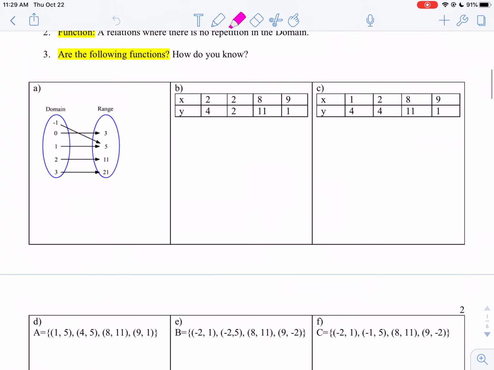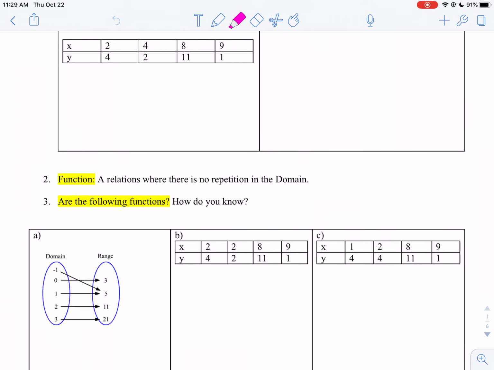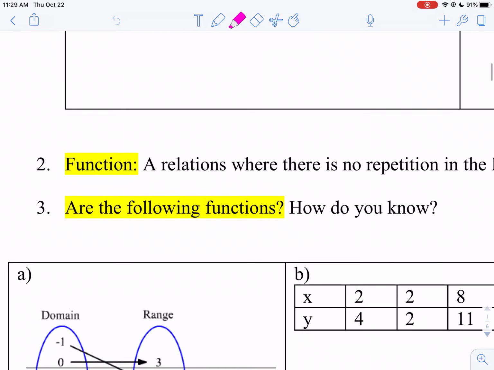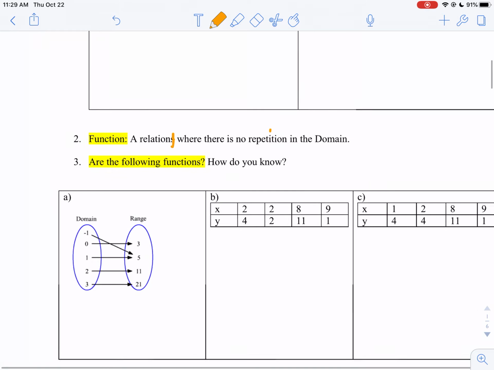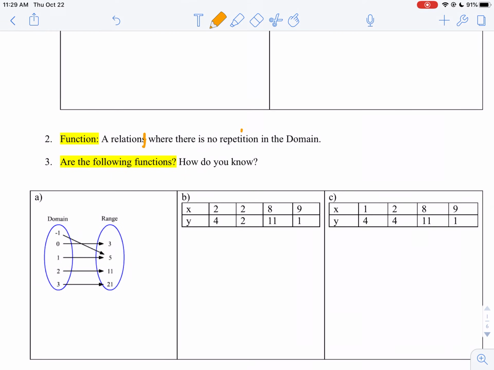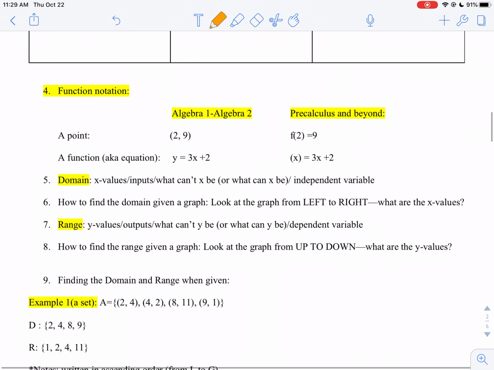All right, class, so this is going to be the second part of our P5 notes videos, the second video. So we just talked about what a relation is. A relation is a set of ordered pairs. We talked about what a function is. A function is a relation. By the way, there's a typo right here. There should be no S there. Is a relation where there is no repetition in the domain. So we went over that. And the next big thing is function notation.